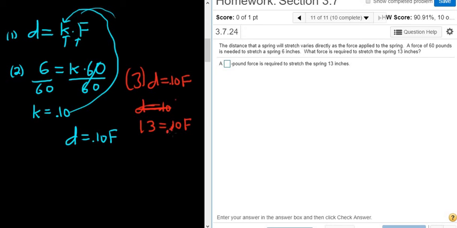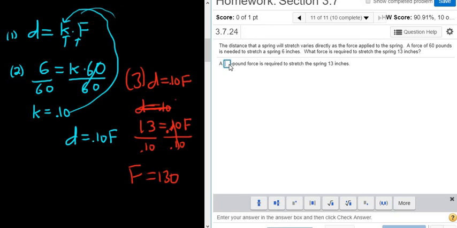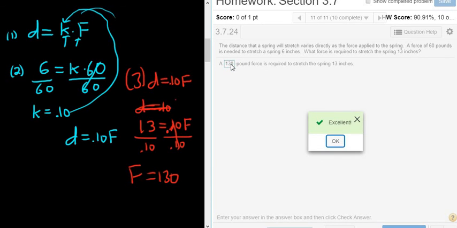So to find the force, we just divide by 0.10. So divide by 0.10, divide by 0.10. So if you put this in your calculator, 13 over 0.10, or you can also do it by hand, you end up with 130. So let's try it. So 130. And that's it. I hope that made sense.